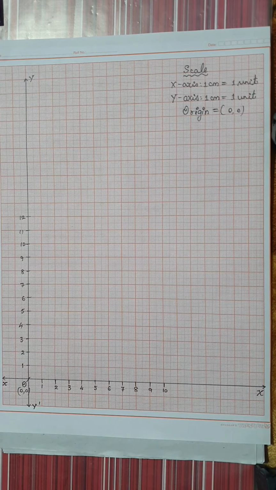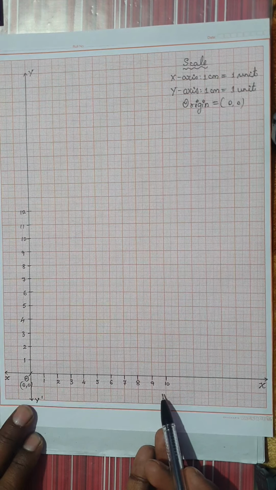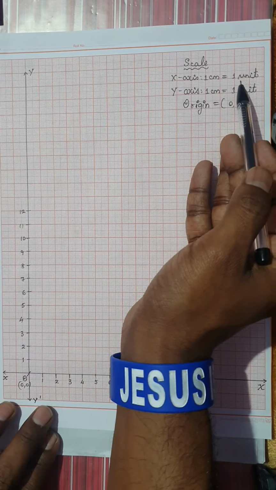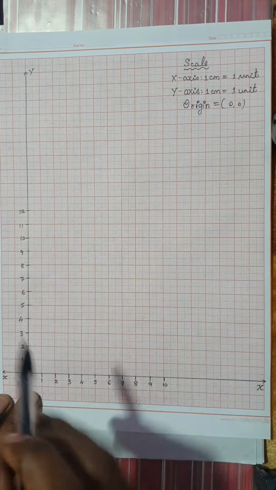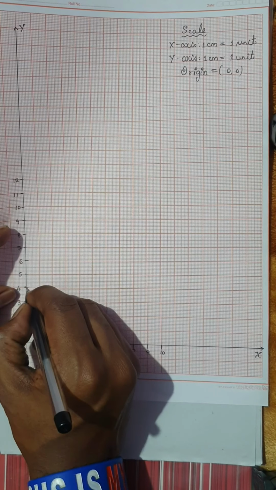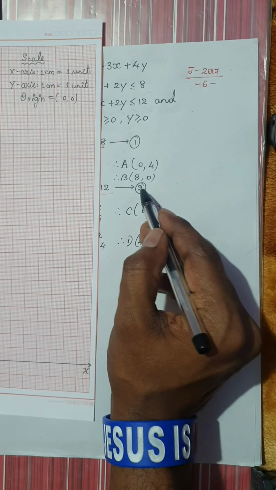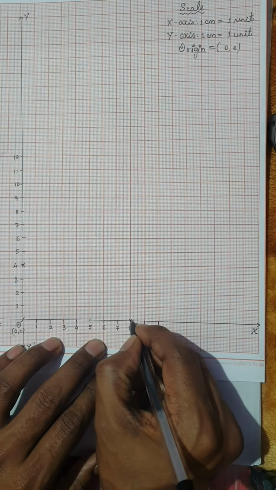Okay, dear students, my scaling is ready. I've taken x-axis 1 centimeter with 1 unit and y-axis also 1 centimeter is 1 unit. I've noted down the scale and the origin we can see it is 0 comma 0. Let us plot the points now. First point A is 0 comma 4. So this is the point A which is 0 comma 4. The point B is 8 comma 0. So the point 8 comma 0 would be here.